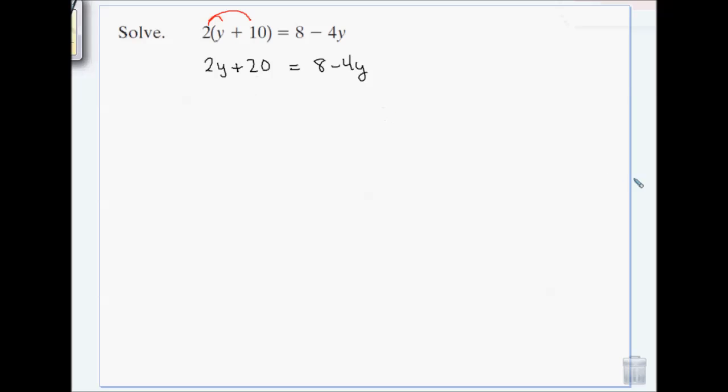Now, like I said, I can either add 4y to both sides, or I could trade him. And so I get 6y plus 20 equals 8. Subtract 20 from both sides or trade him. 6y is negative 12. No matter which process you use, whether you trade them or you do the adding and subtracting, you'll get to this part. This will be the same. Then you divide by 6. And y is negative 2.